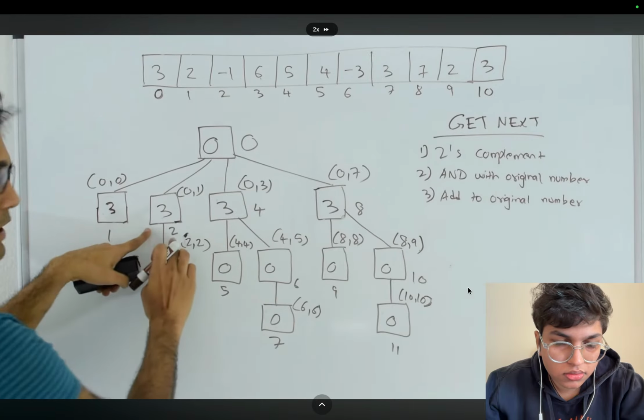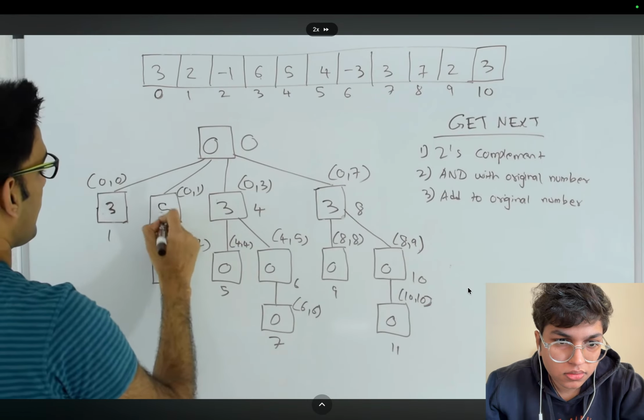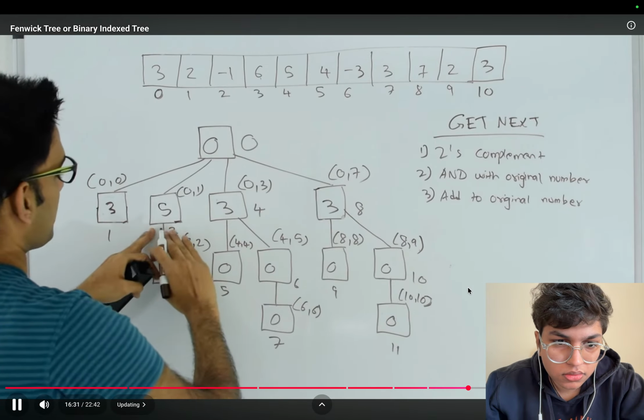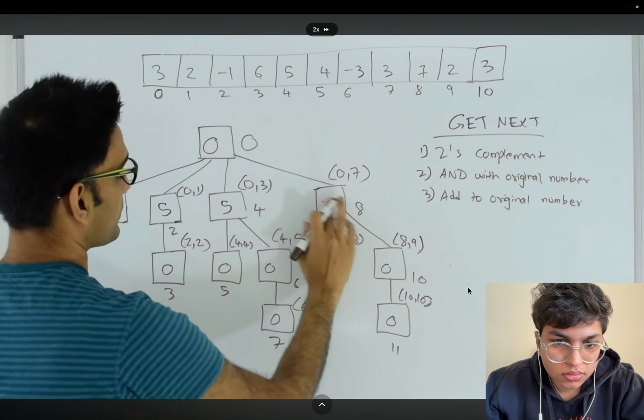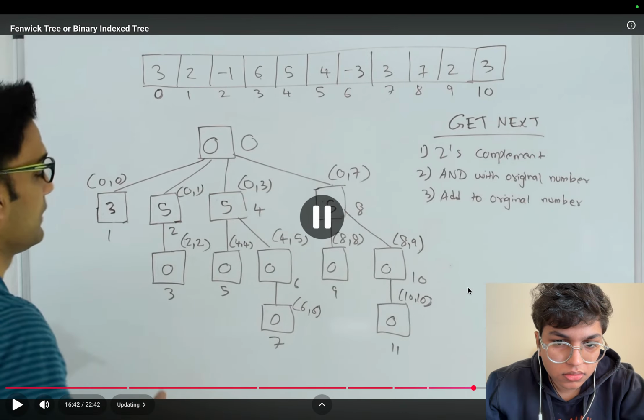So for 1, I go to 2. The value for that 2 is 3, so 2 plus 3 becomes 5. Then I need to update everything after next of 2. Next of 2 is 4, so this becomes 5. And next of 4 is 8, so this also becomes 5. And next we are getting using this formula.